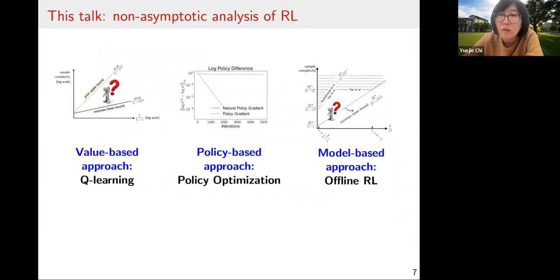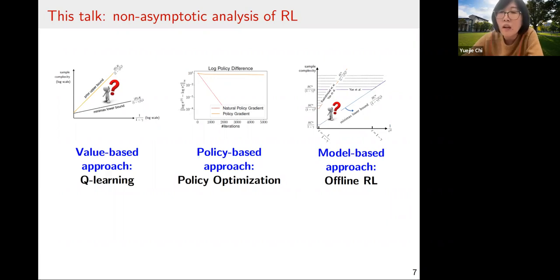And particularly, I want to examine three distinct types of approaches in reinforcement learning: value-based, policy-based, and model-based, in three different algorithm settings. In the value-based approach, I'll look at the classical algorithm of Q-learning and try to understand whether this algorithm is minimax optimal. In the policy-based approach, I'll take an optimization perspective and try to understand the finite time convergence rate of some of the popular policy optimization algorithms.